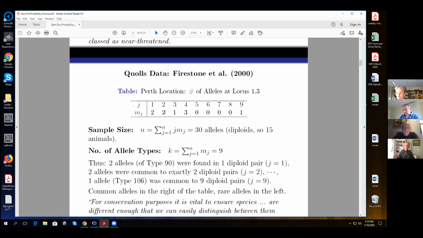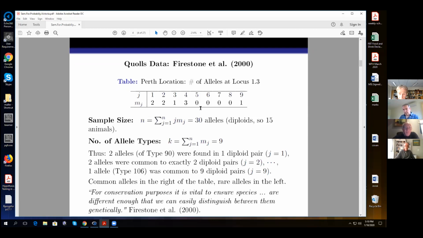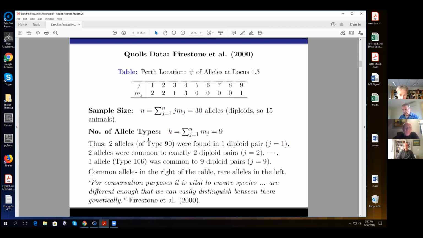So this is by way of motivating the sort of data. If you look across here, you see some MJs, and the interpretation of these is that this is actually alleles, genetic data. So, for example, there were two alleles of a particular type, which were found in one so-called diploid pair. And these diploids, there's two of them per animal. So there are in fact 15 animals in this sample. That just about exhausts my knowledge of genetics.